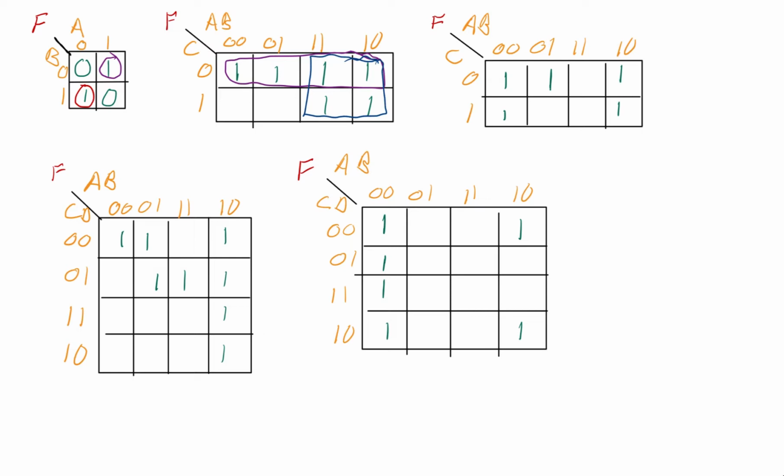Now, next, we look at this one, and we cannot circle all of these together because then we'd be circling a 0. So we could circle this group of 2 right here, and then we can also circle this group of 2 as well. And then we have this one remaining, so we could circle this one with this one right there. So let's go ahead and draw some circles.